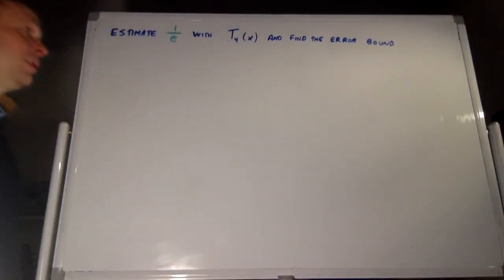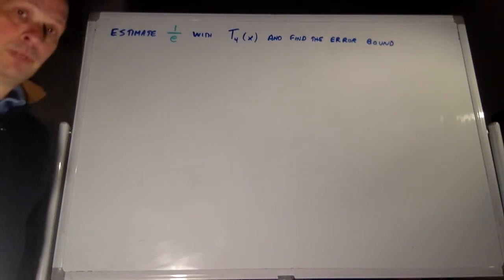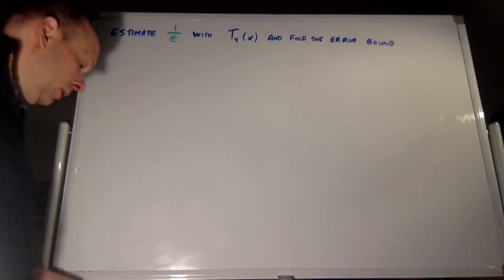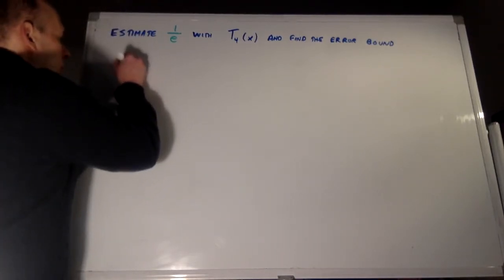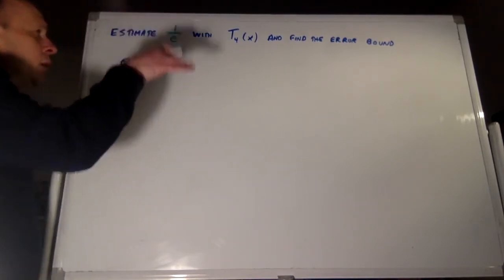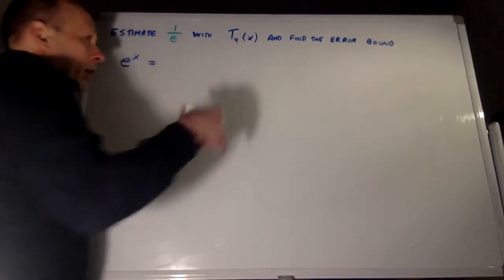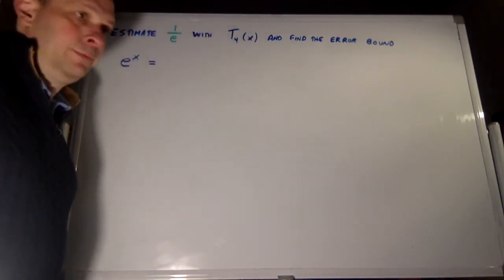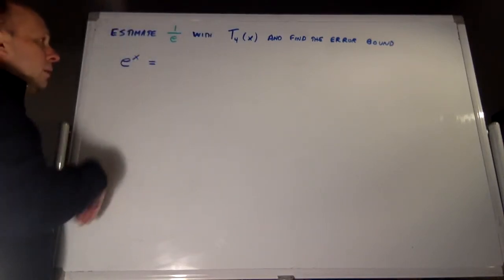As promised, another example. Here we go. We want to estimate 1 over e, the value of 1 over e, with a 4th degree Taylor polynomial and find the error bound. Okay, so 1 over e. Well, we're supposed to know the Maclaurin series for e to the x. And by the way, a real question would be much more detailed, because we need to know: do you want that 4th degree Taylor polynomial centered at 2? Do you want it centered at 5? Obviously, we're doing one centered at 0 since we know the Maclaurin series here.